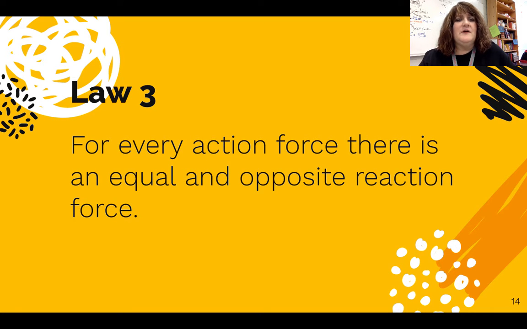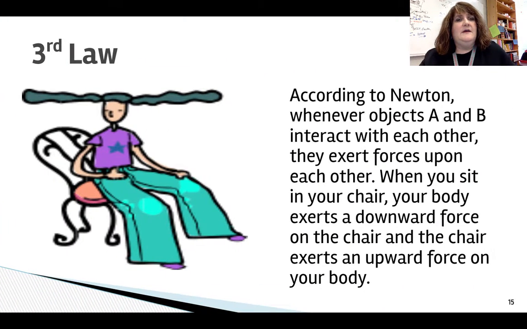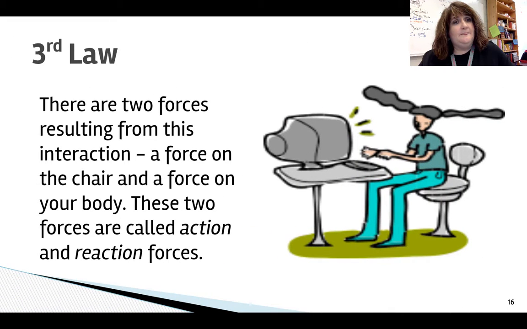Newton's third law is for every action force, there's an equal and opposite reaction force. According to Newton's third law, whenever two objects interact, they exert forces on each other. When you sit in the chair, you exert a downward force on the chair, and the chair exerts an upward force on you. That's a force pair. Same thing every time you touch a keyboard.